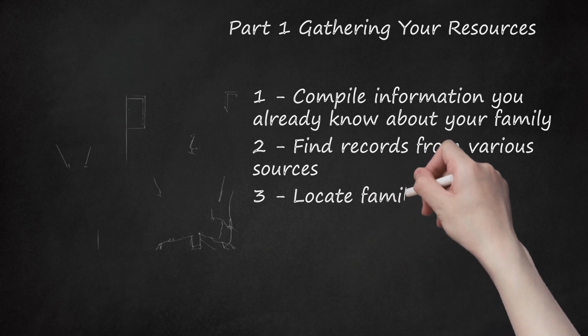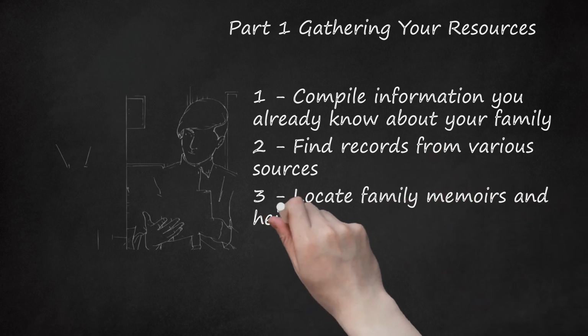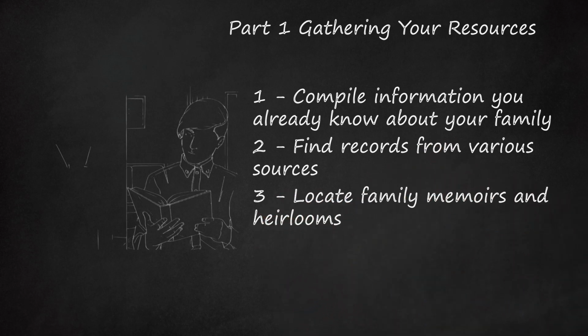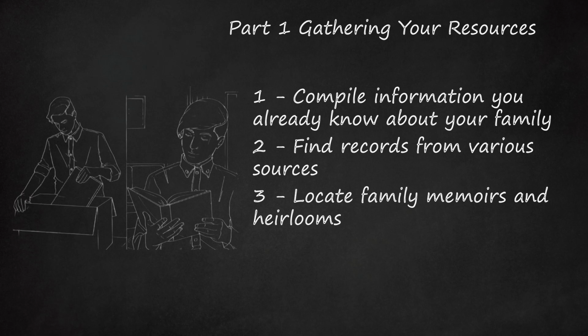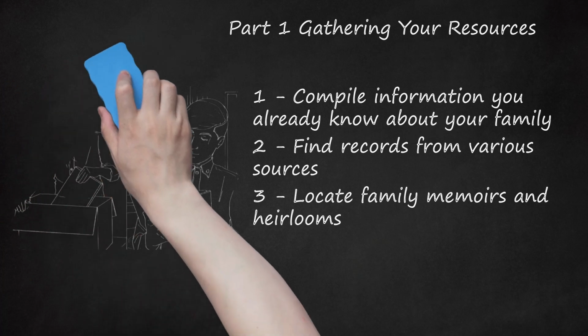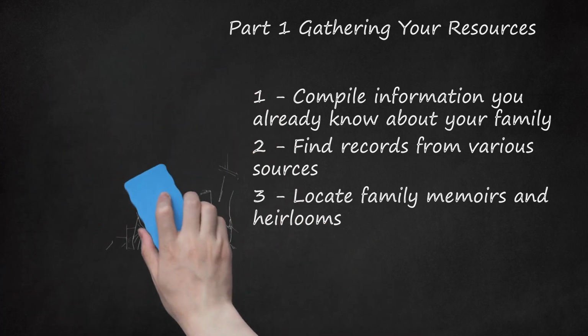3. Locate family memoirs and heirlooms. In many families, those who have come before you have recorded specific important heritage and ancestry information. In some cases, an heirloom is in the form of a printed book or a memoir that includes genealogy data. Other times, families record genealogy in a family Bible or other book or document. These resources will help you get a better start for your own historic record.